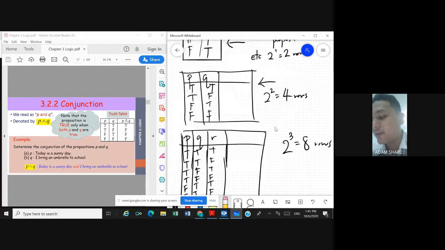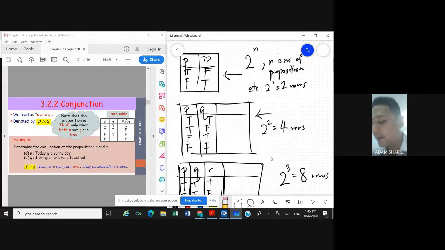We go back to the conjunction part. P and Q. T and T is T, T and F is F, F and T is F, and lastly F and F is F. Okay, any question for the time being? I hope not. It's still simple actually, because we don't construct the table yet.